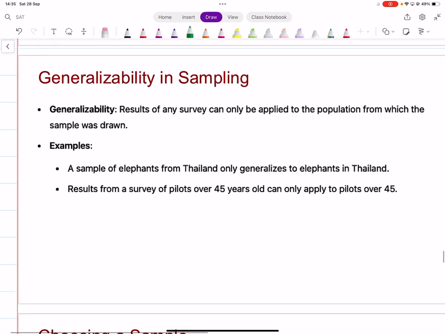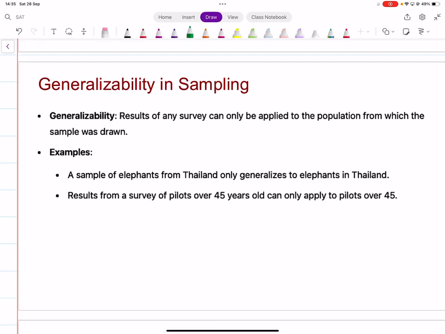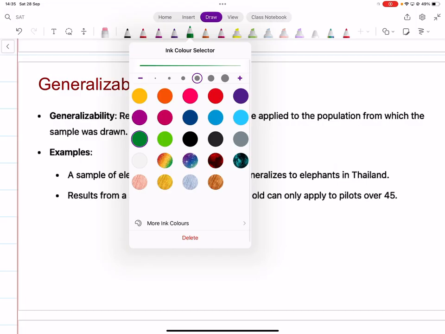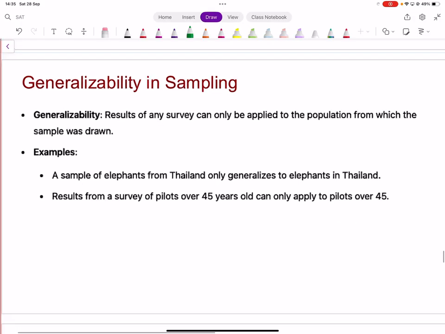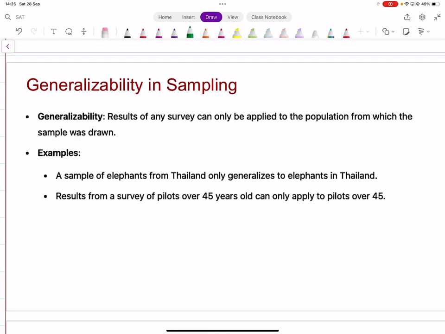All right. Now, this is another thing that you need to know about: when you can generalize your results. Let's take an example of this first before we talk about this concept. Let's say you do a study of elephants from Thailand. You're studying something about them, their weight, their height, or anything else, right?